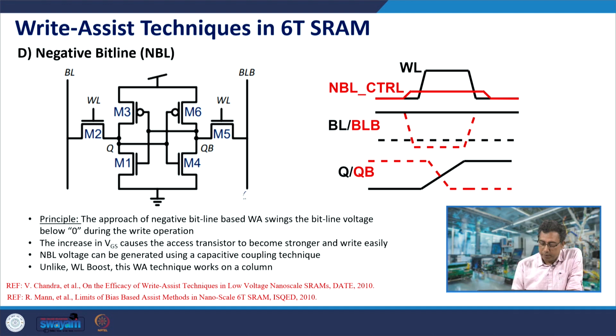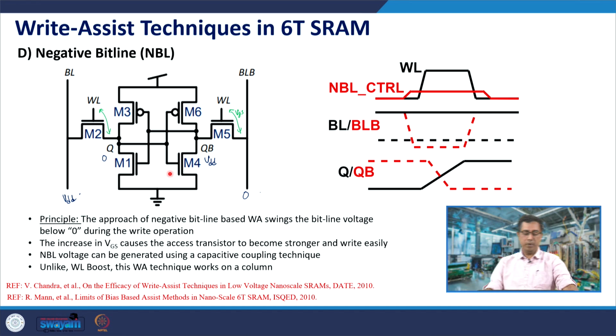Suppose BLB is 0, BL is VDD, QB is VDD and Q is 0 and you are writing. So, the VGS of M5 increases. And VGS of M2 initially is the same, but after writing it increases. So, this would get discharged faster and therefore, flipping would happen earlier.